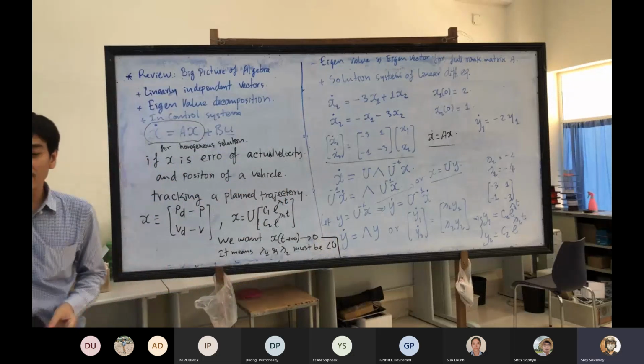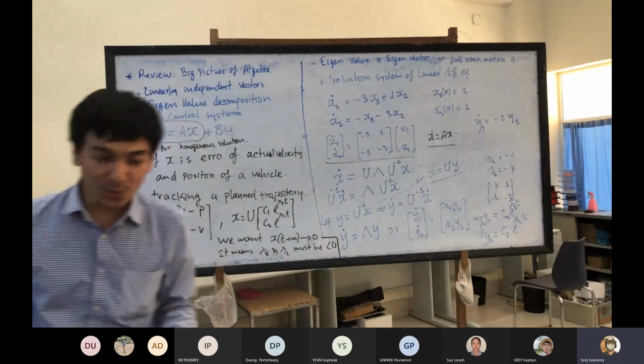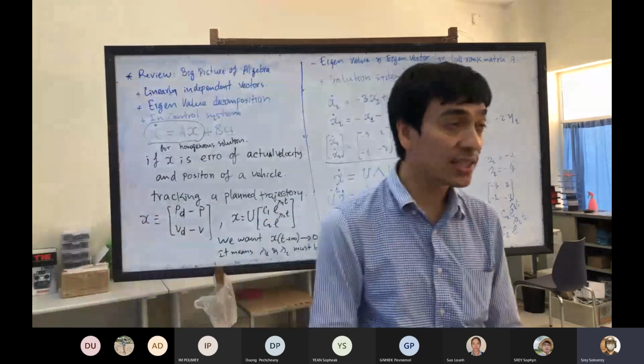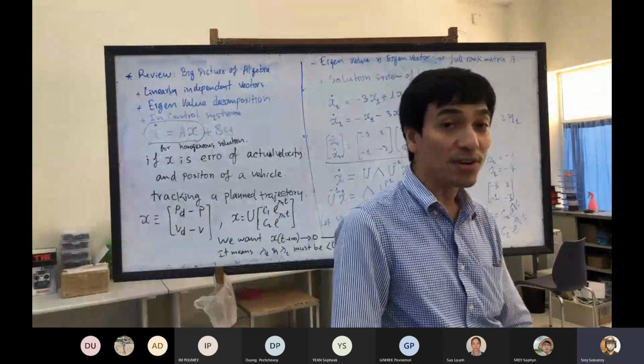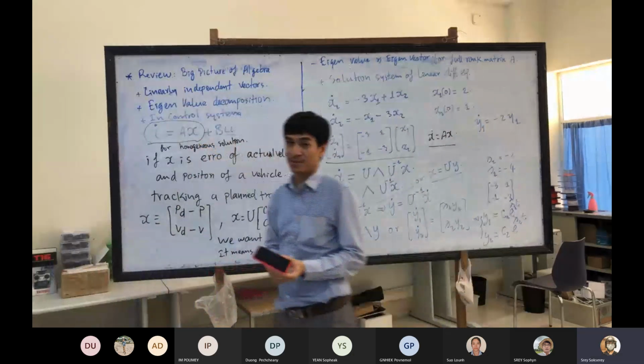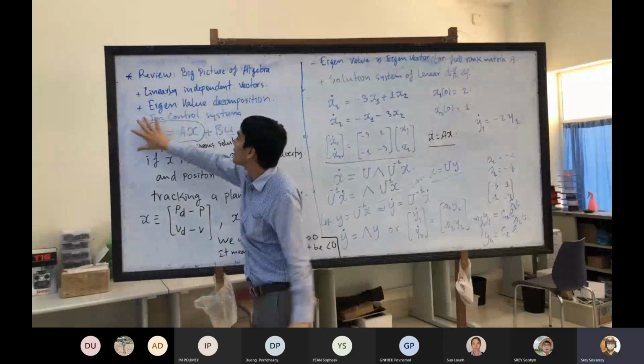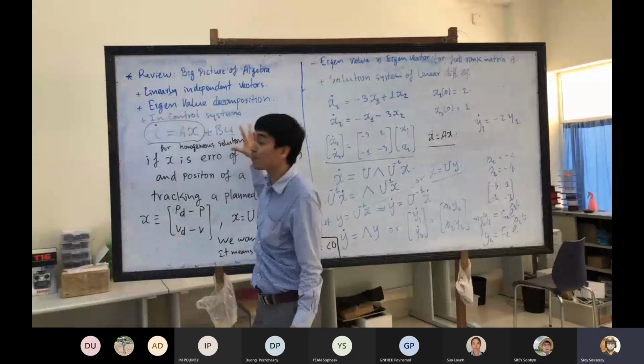So that's why, when you see a control system x dot equal to Ax and you want to know whether this equation is stable or not, you just check the eigenvalues of A. This is just to check this system only.